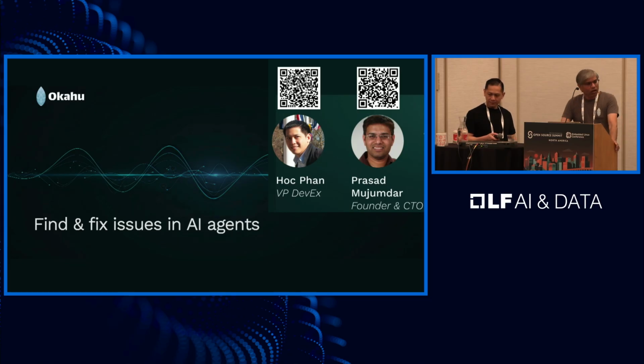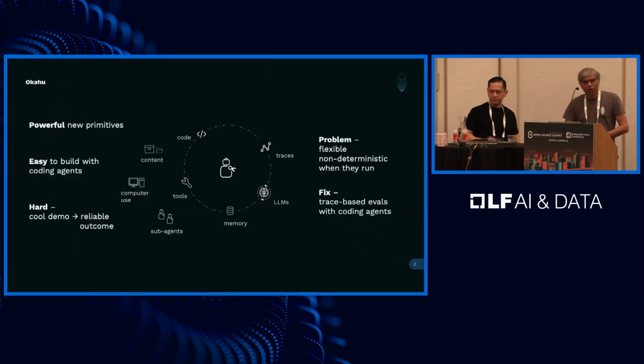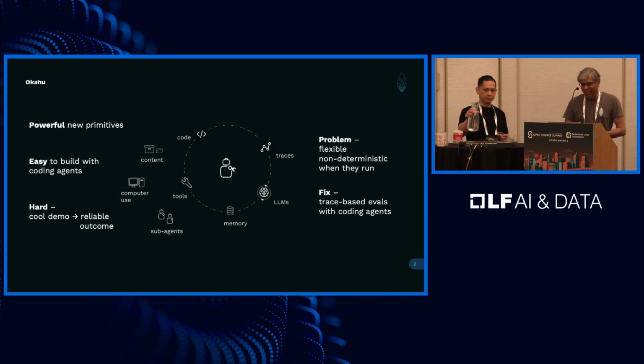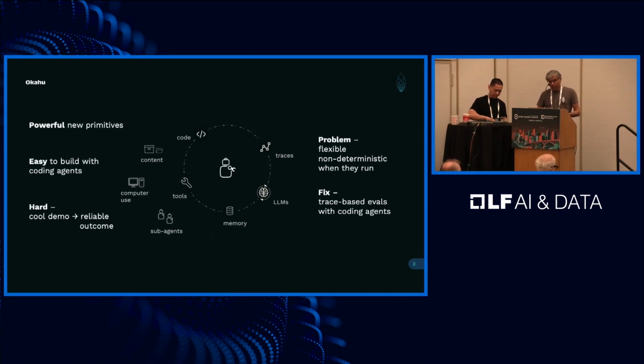Cool. So in this session, we're going to talk about AI agents, how to find and fix issues. So let's get started. Agents have become a big phenomenon in the last couple of years. It's a very powerful primitive. Instead of coding static workflows, it allows you to harness the power of LLM and dynamically navigate in your workflow based on what the user is asking.